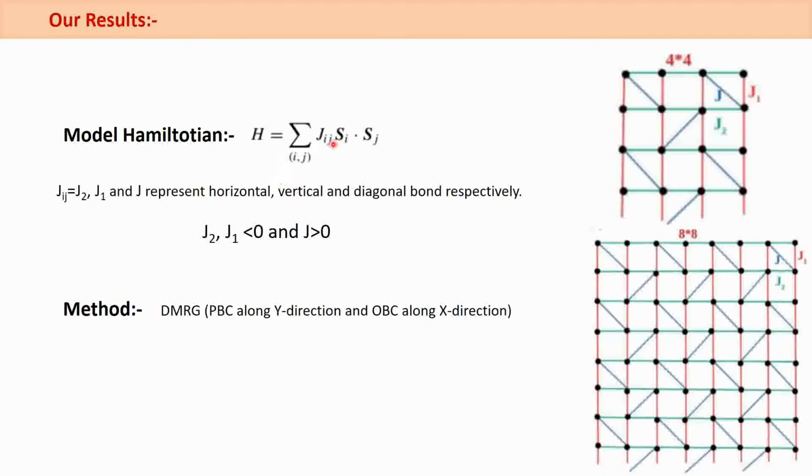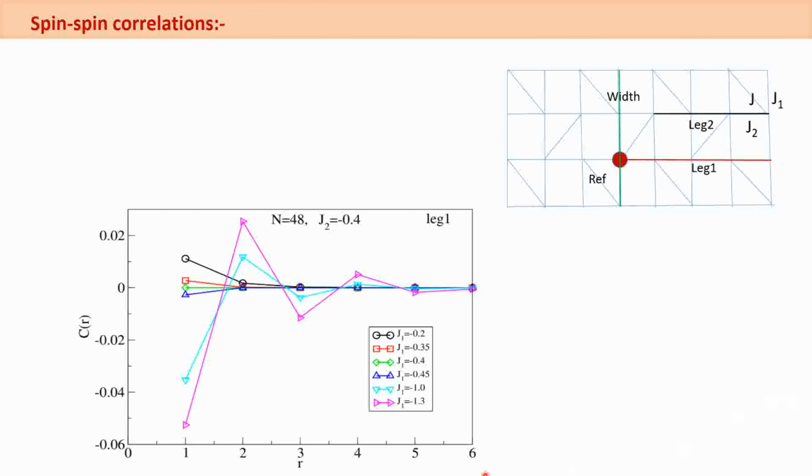Here we have taken the same Hamiltonian and we have applied DMRG. We have started our calculation with 4-leg geometry and extended up to 8-leg geometry. We applied PBC along the y direction and our x direction is open. We have first calculated the spin-spin correlation.